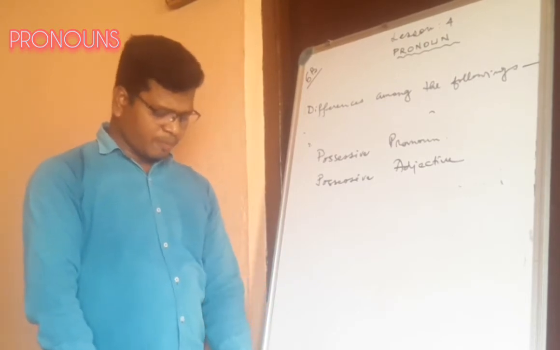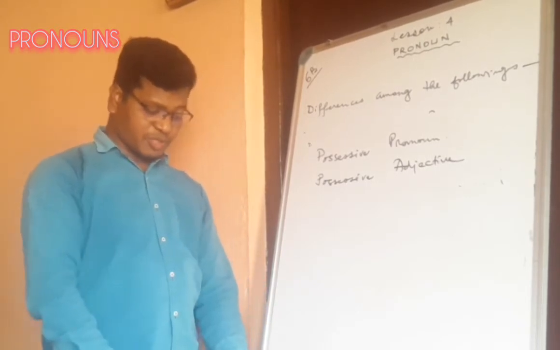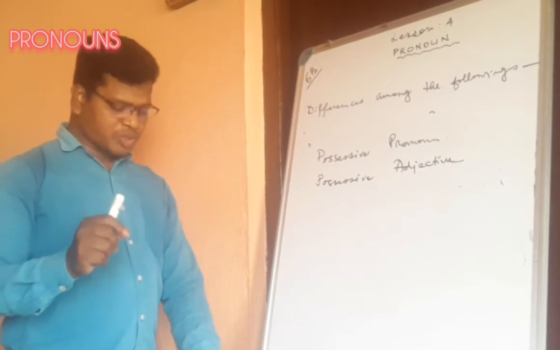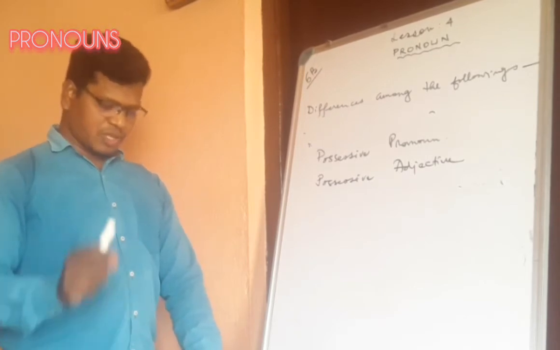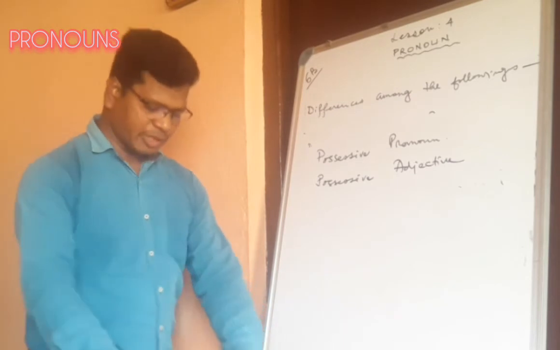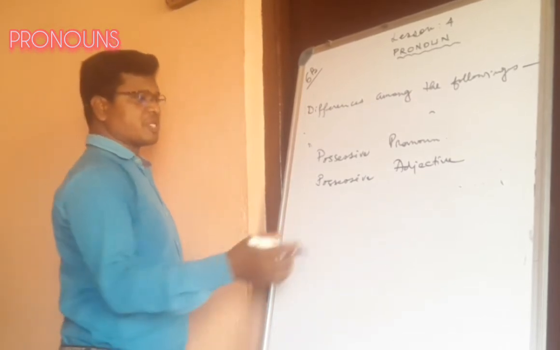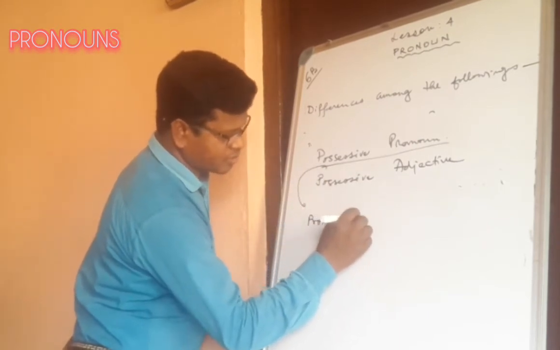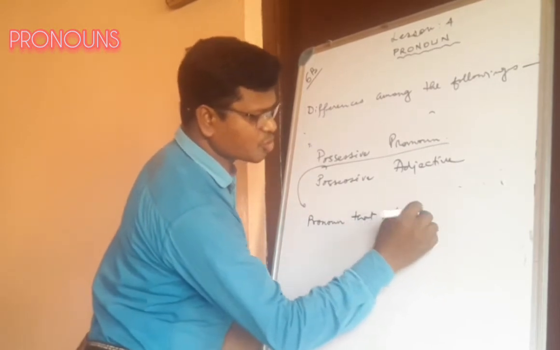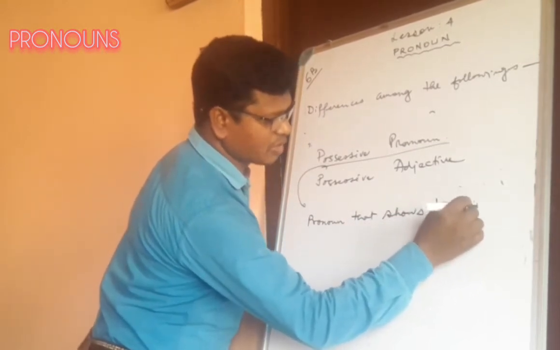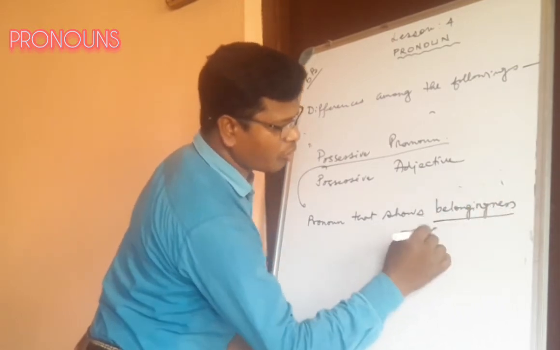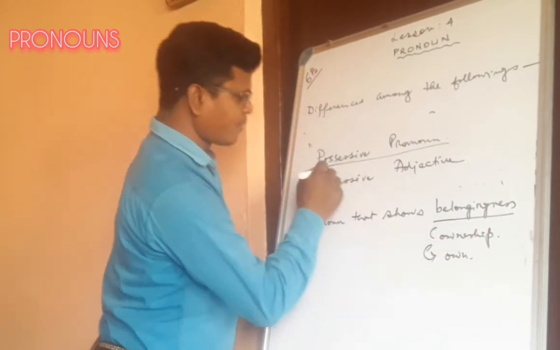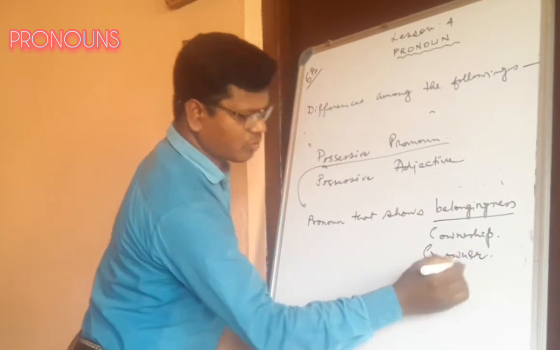As I have already told you, when we talk about the possessive pronoun, it is a pronoun that shows belongingness. The pronoun that shows belongingness is a possessive pronoun. So a pronoun that shows, as I already told you, belongingness, ownership. Who owns it? That person. There is an owner, isn't it? We can write the owner as well.